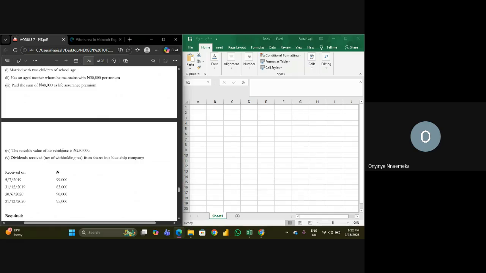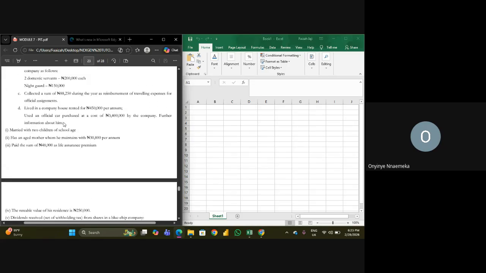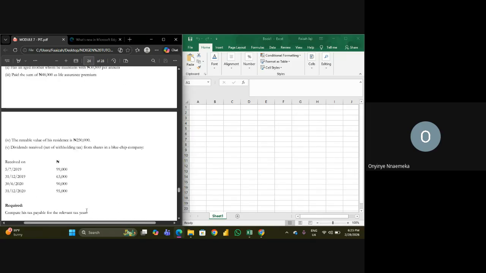Rateable value of his residence is, see, we have rateable value. And we also have the actual rent paid. It's the rateable value that you will take. It does not concern the company that they are paying 450 when the house is supposed to cost 250. So it's the rateable value that you pick.